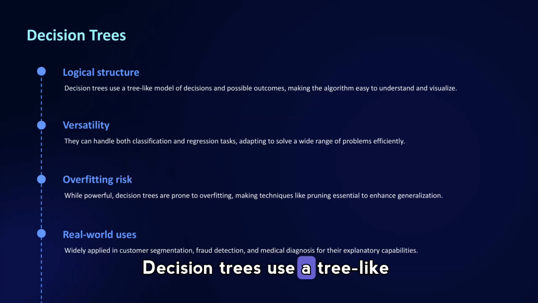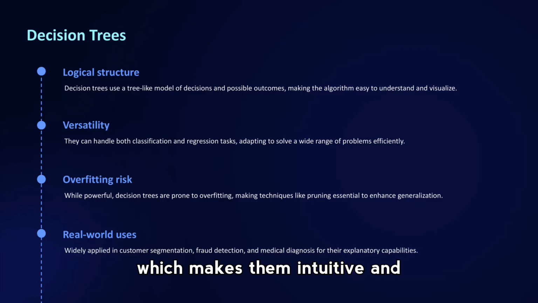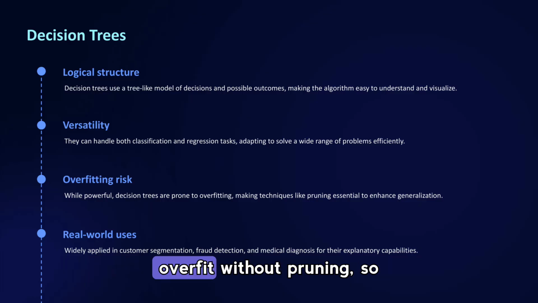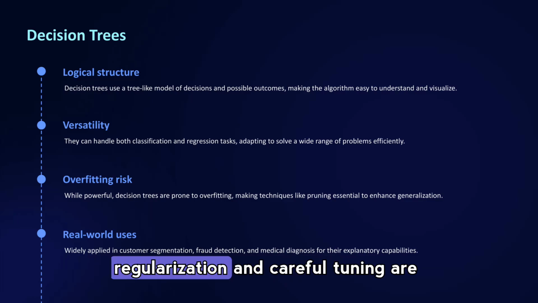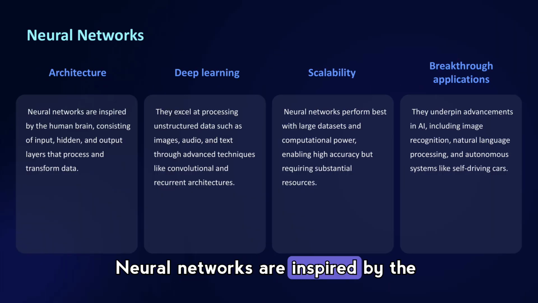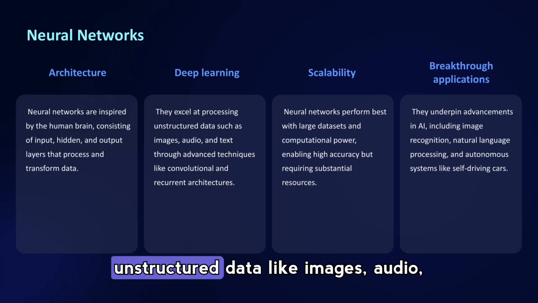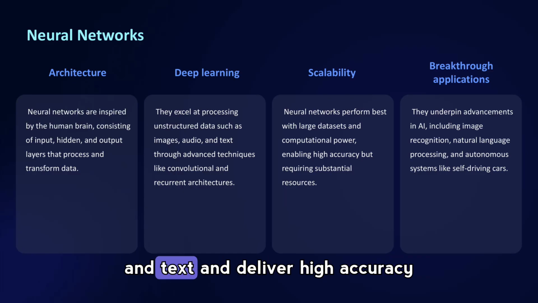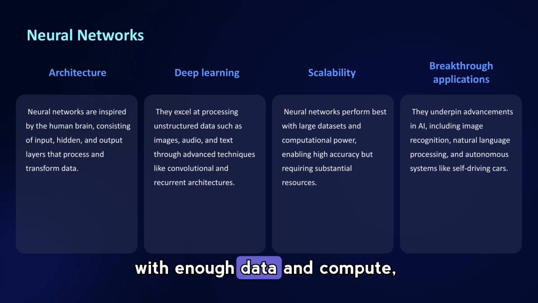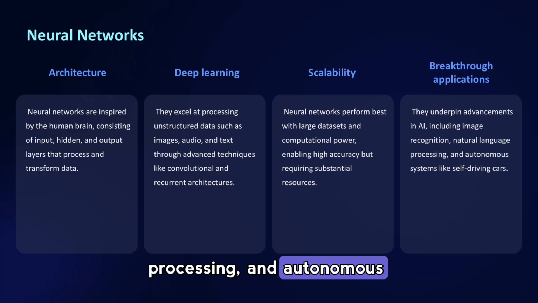Decision trees use a tree-like structure of decisions and outcomes, which makes them intuitive and easy to visualize. They handle both classification and regression, but can overfit without pruning, so regularization and careful tuning are important when using them for segmentation, fraud detection, or medical diagnosis. Neural networks are inspired by the brain and consist of layered units that transform data. They excel at unstructured data like images, audio, and text, and deliver high accuracy with enough data and compute, powering breakthroughs in image recognition, natural language processing, and autonomous systems.